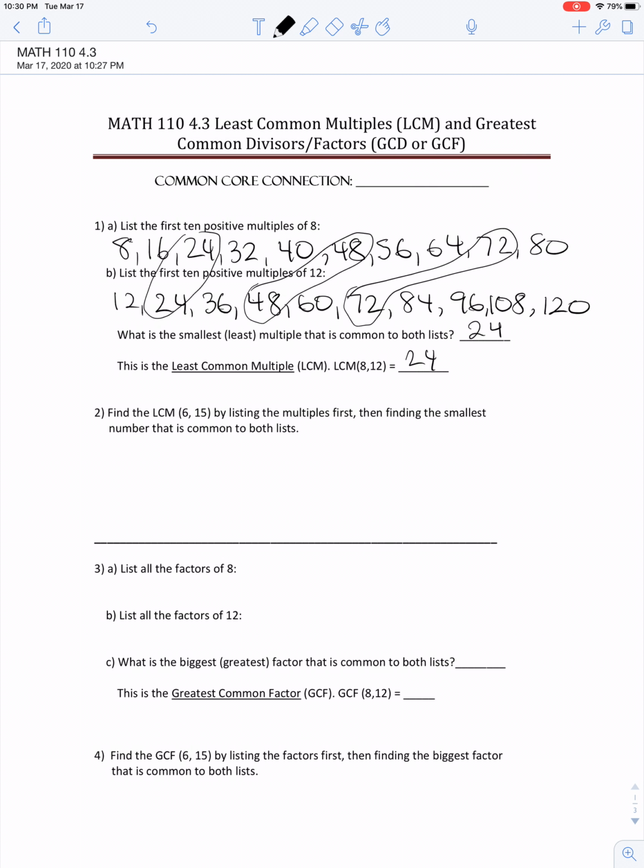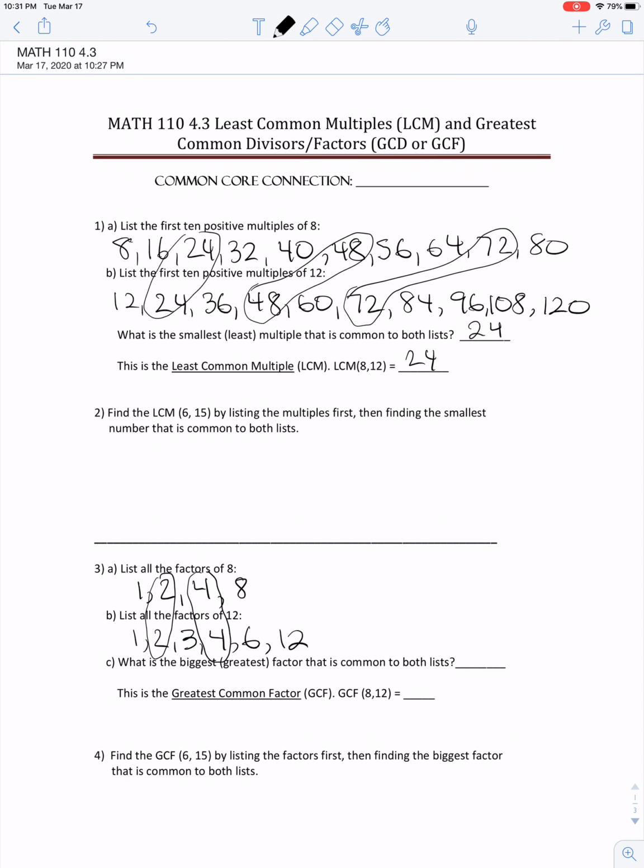So now let's do a greatest common factor. The first thing we need to do is list all the factors of 8. In this case, we've got 1, 2, 4, and 8. And then same thing for 12. So we'll get 1, 2, 3, 4, 6, and 12. Again, we're looking for things that are on both lists. The things that are in both lists are going to be 2 and 4.